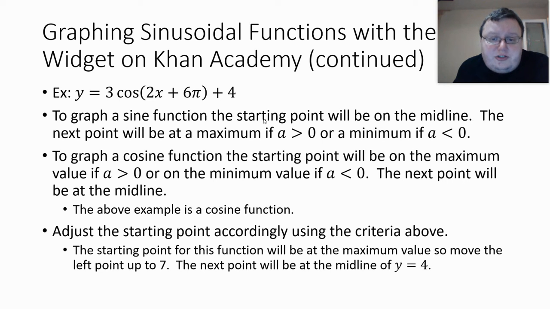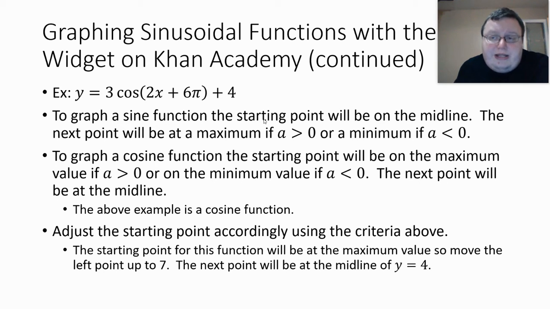To graph a cosine function, the starting point will be on the maximum if A is greater than 0, and it'll be on the minimum if A is less than 0. So this is a cosine function anyway, so forget what I said right before. To graph a cosine function, in this case, the starting point will be on the maximum value if A is greater than 0, or the minimum value if A is less than 0. A is greater than 0, so this is going to be on the maximum value.